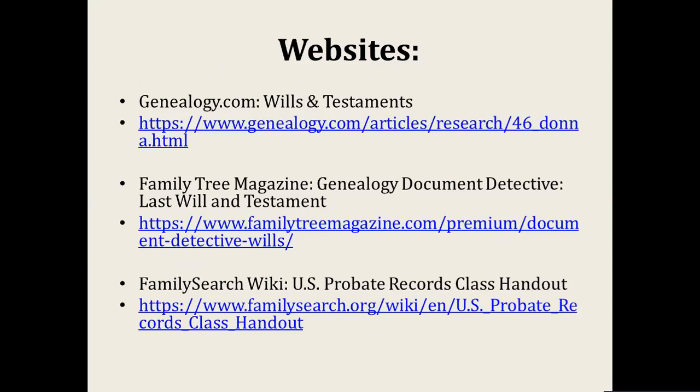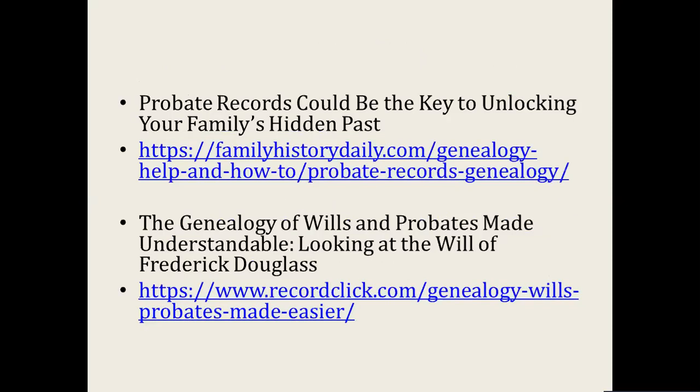These are some different websites to learn more about last will and testaments. You can pause the video to see these, and as long as you type in the name above it, you can get to these. So genealogy.com, Wills and Testaments. Family Tree Magazine has an interesting article on genealogy document detective. And then, of course, FamilySearch Wiki, U.S. probate records handout is very good.